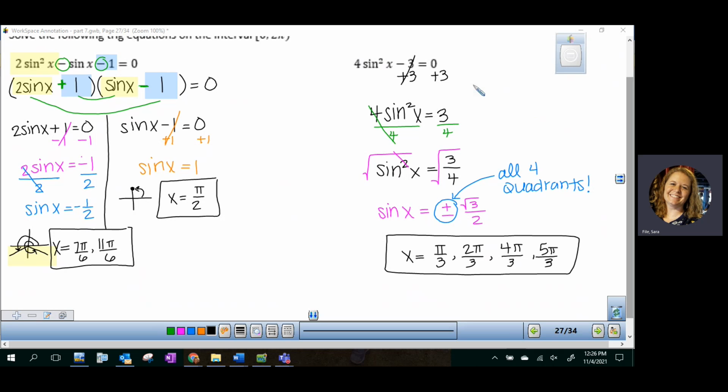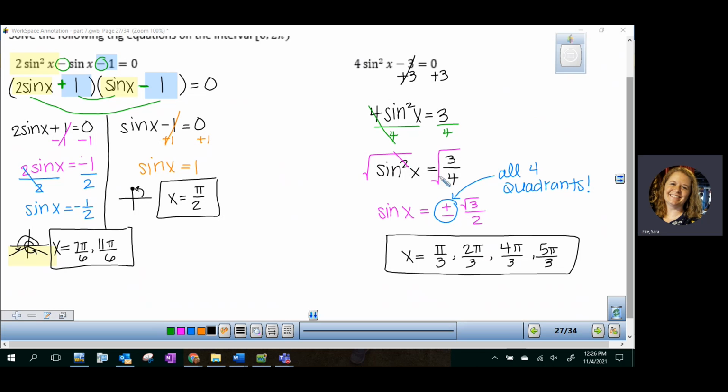Okay. Now the one on the right was not factoring. Sine squared of x is the only trig term there. So I can just move my constant, add the 3 over, divide out the 4, the coefficient. I think a lot of people are able to get to that step where you have sine squared of x equal to 3/4. You have to remember to get rid of the squared, the opposite operation is square root. So I square root both sides.